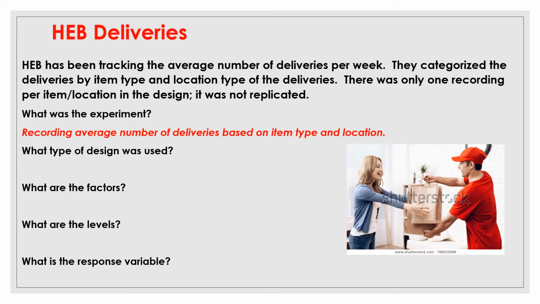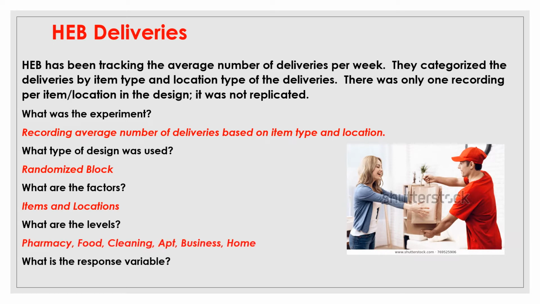The design is called randomized block. The factors are items and locations. The levels are the specific labels: pharmacy, food, cleaning, apartment, business, home. The response variable will be the average number of deliveries per week. That's always the thing we're getting the average of.